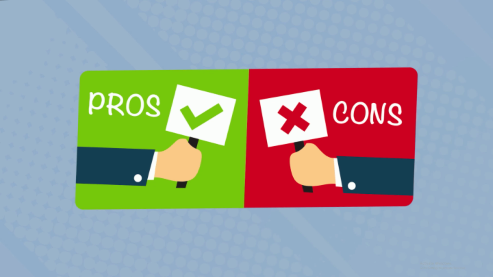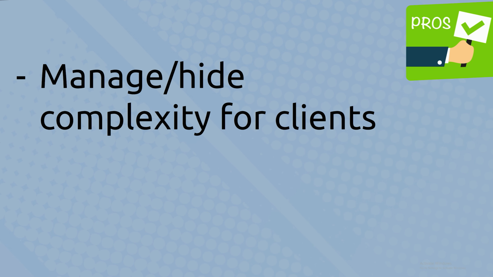Alright, so now a little bit of a discussion about pros and cons for that proxy pattern. So hope you found it useful. Let's start with the pros. As I repeated multiple times during the code example, you can manage and hide complexity for clients. You can completely control the lifecycle of your objects. So that's a really good pattern to do that, and that's the intent of the pattern.